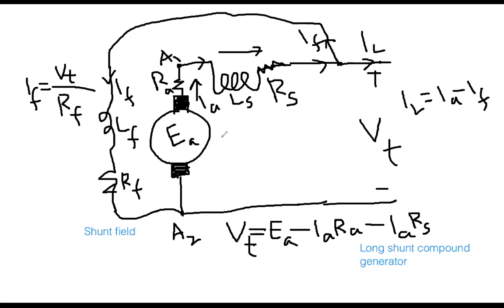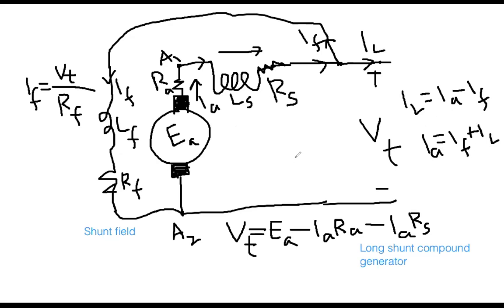So everybody see, here was my IA. The series is still IA. After connecting this point, it is divided into two parts, IF and then IL. That's why IL is IA minus IF. Or in other words, your IA is IF plus IL. So everybody please write down these equations. Then that will help you.